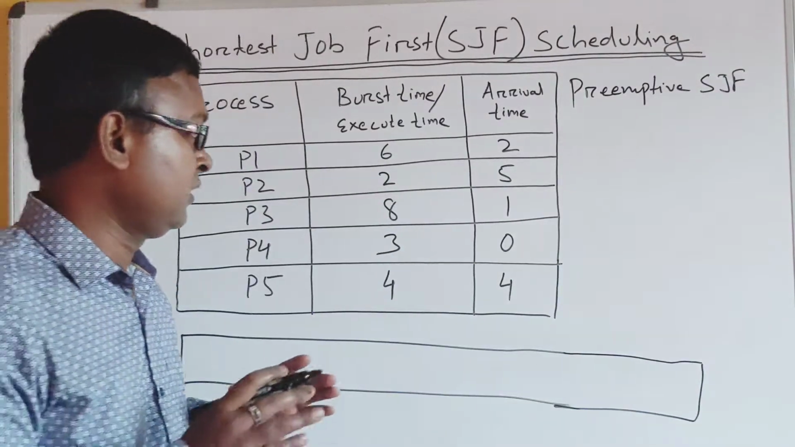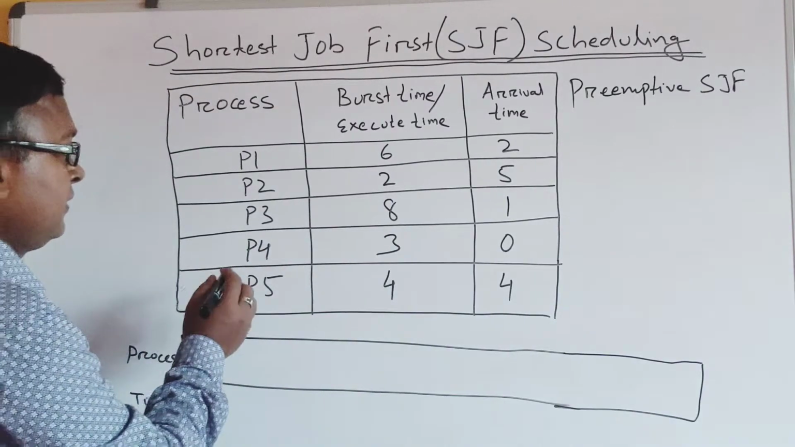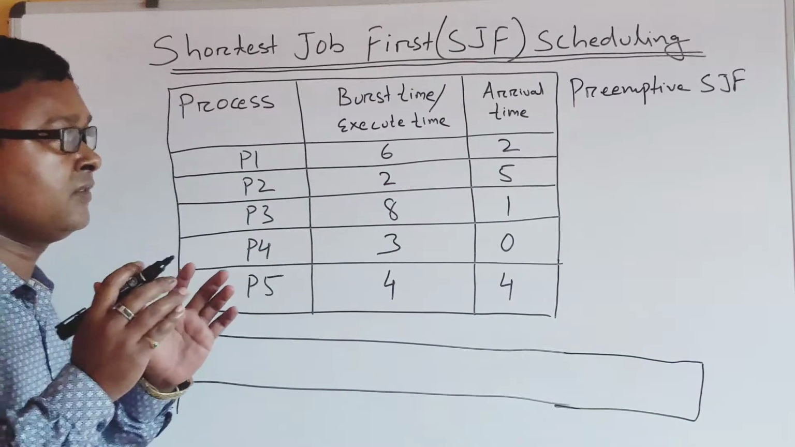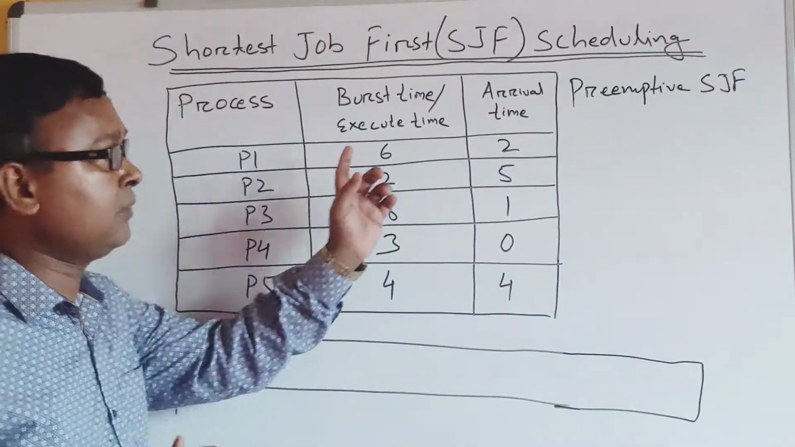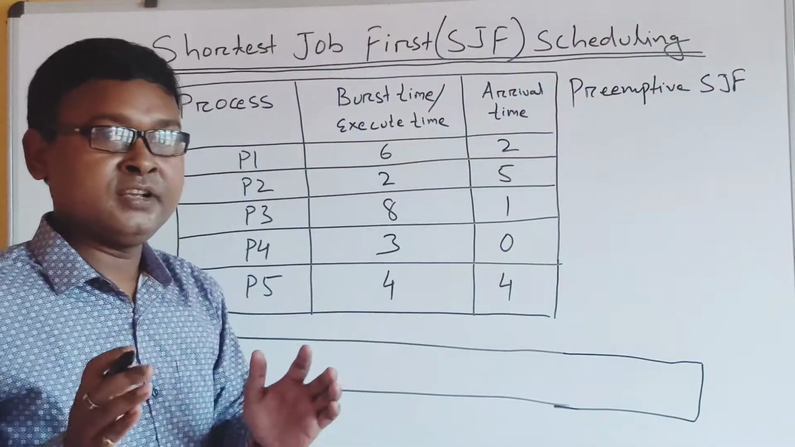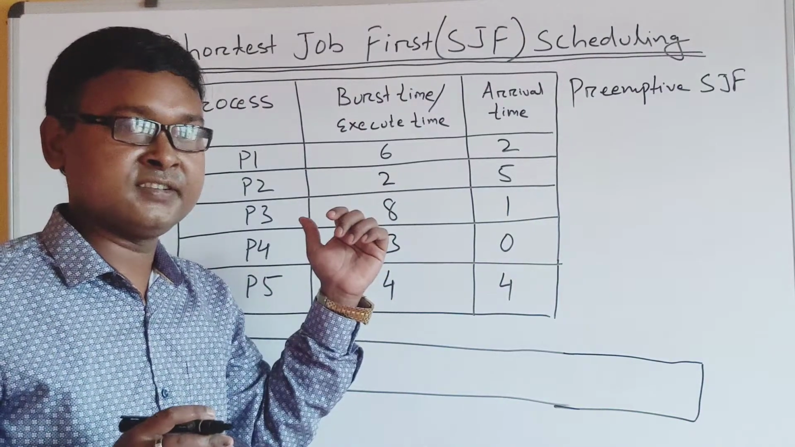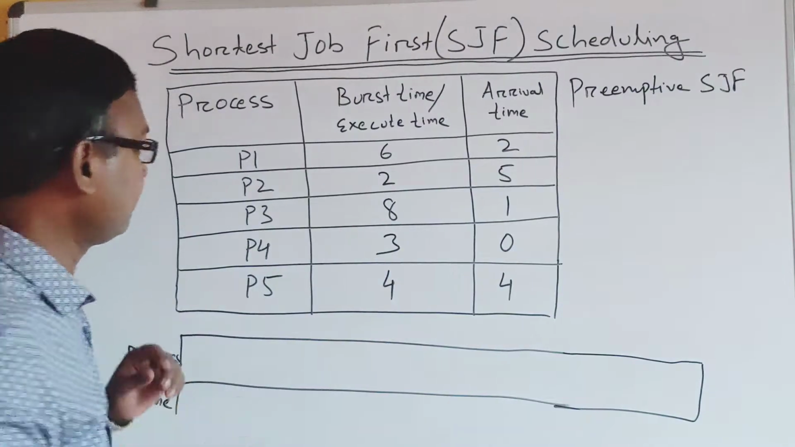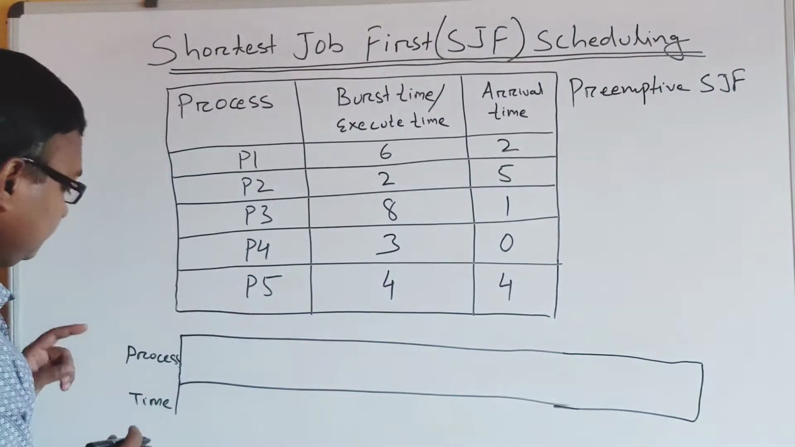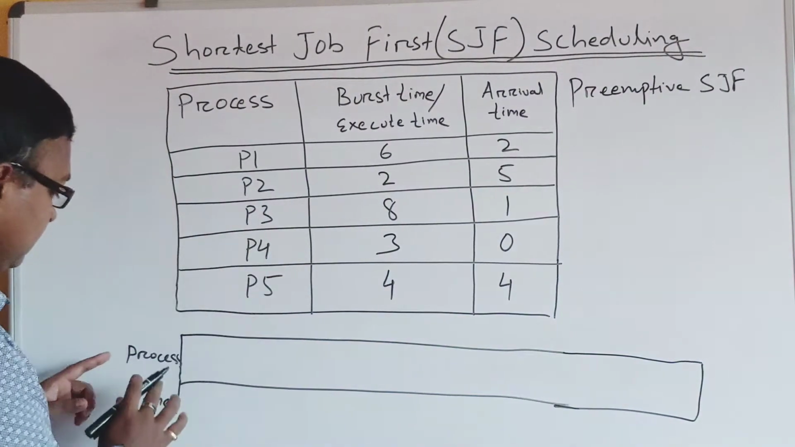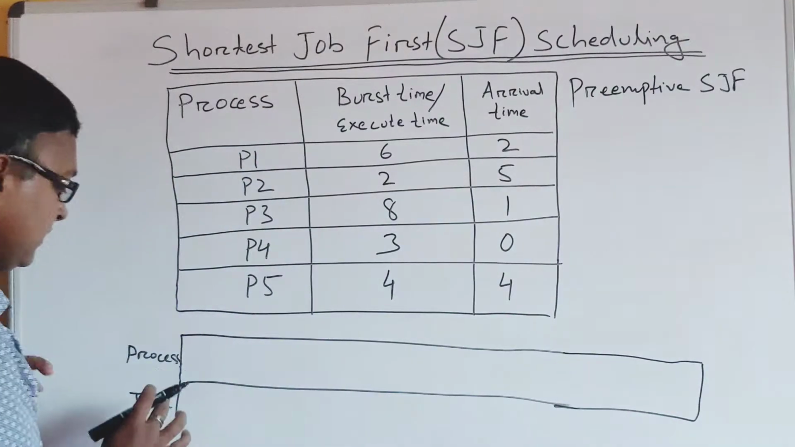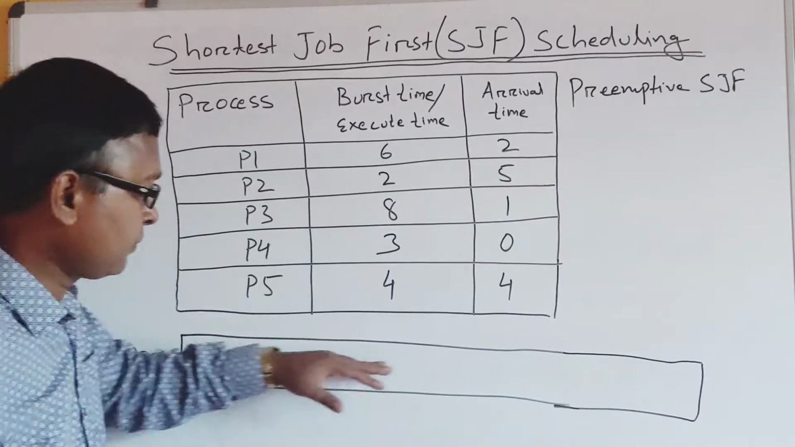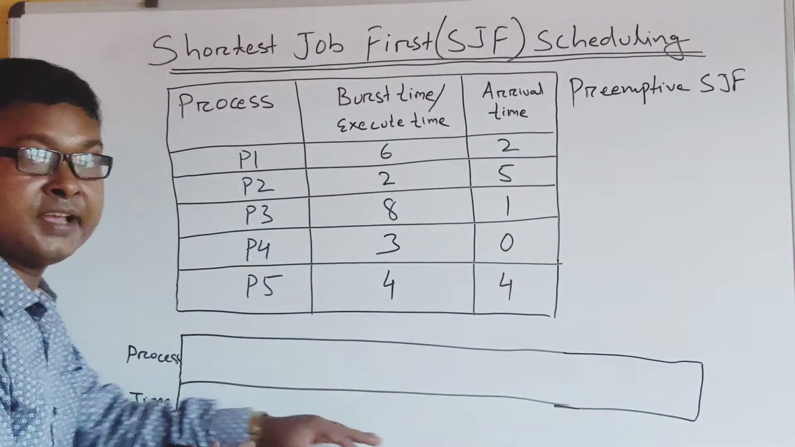So let's start the SJF scheduling algorithm. How does the preemptive SJF work? The non-preemptive case I have already discussed, so today's class is about the preemptive SJF. I have drawn a diagram here. You just see over here: this is the process, and this is the timing.